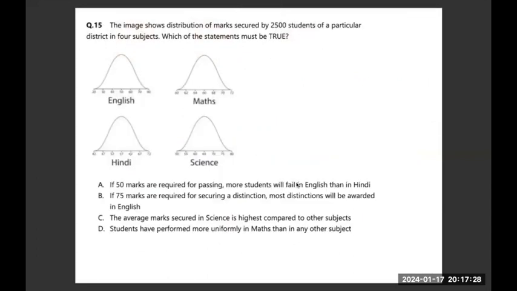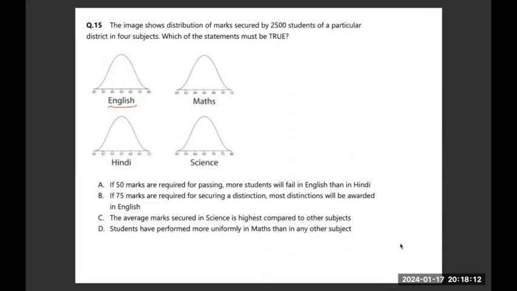The image shows distribution of marks secured by 2,500 students of a particular district in 4 subjects: English, Maths, Hindi, Science. We have to find which statements would be true. If 50 marks are required for passing, more students will fail in English than in Hindi. Comparison between English and Hindi, so I just don't need to read anything else. English and Hindi, if the passing mark is 50.